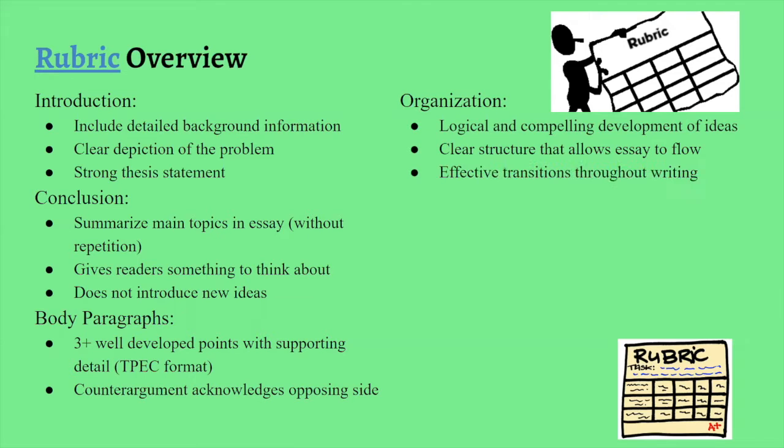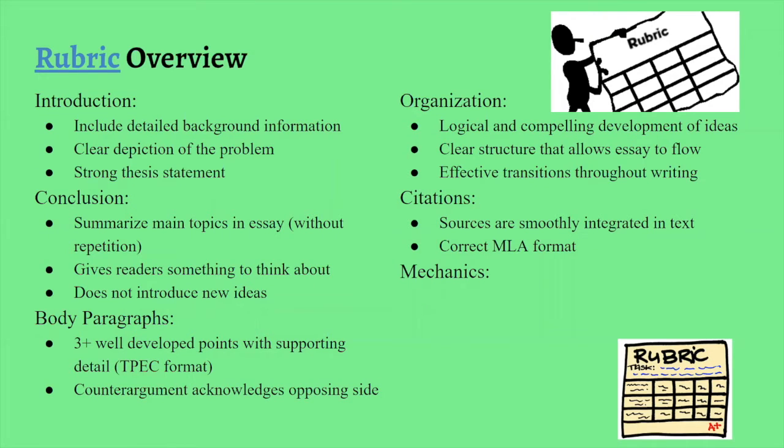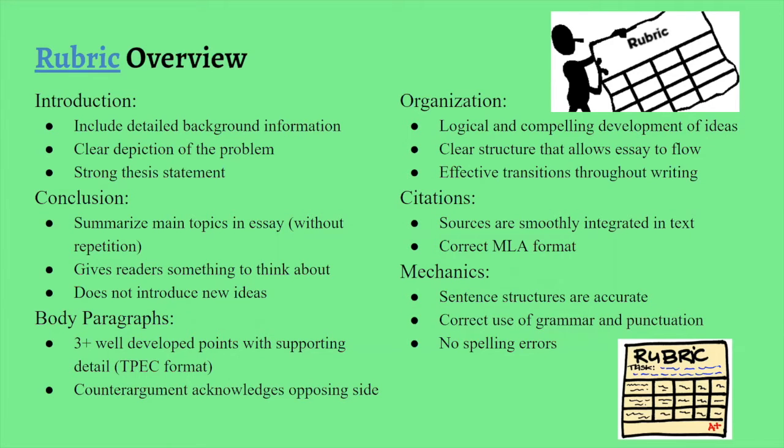For organization, you should have a logical and compelling development of ideas and a clear structure that allows the essay to flow. Having effective transitions is also very important. For citations, when quoting, you have to smoothly integrate it into the text, and you have to have correct MLA format. For mechanics, use correct sentence structures, good grammar and punctuation, and don't have any spelling errors. The rubric that you'll reference is already in the peer edit assignment, and it's also linked in the corner of the slides.